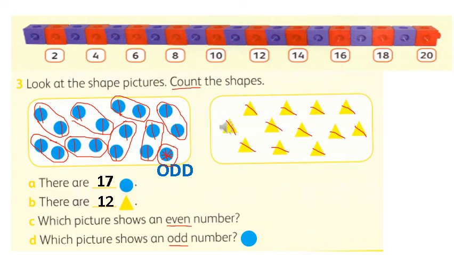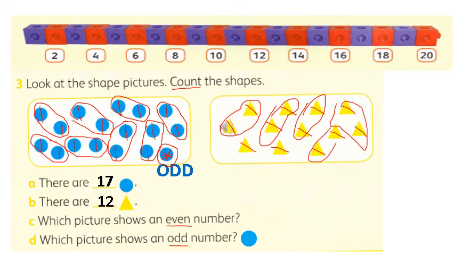Let's count the yellow triangles in pairs too. 2, 4, 6, 8, 10, 12. And there are no extra triangles, so the yellow triangles are an even number.